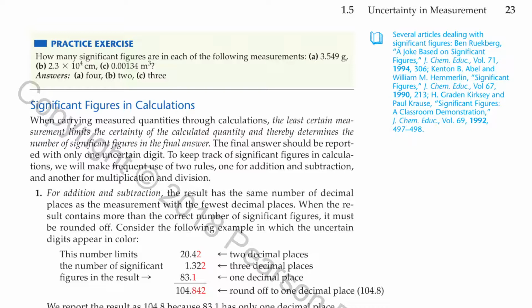The lowest decimal place is the tens place, so it must be rounded off to the tens place. We report the result as 104.8 because 83.1 has only one decimal place.